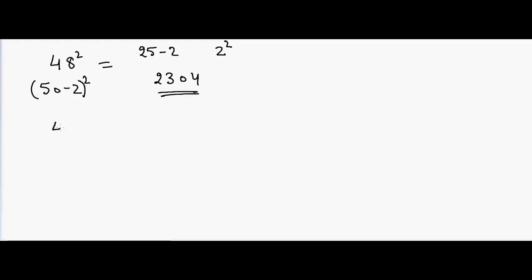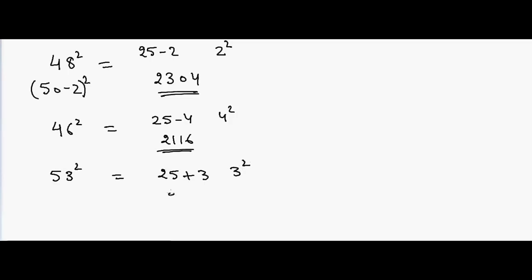Another example is 46 squared. In this case we'll subtract 4 from 25 and do 4 squared, so the answer will be equal to 2116. Let's take another example. If I have 53 squared, then in this case it will be 25 plus 3 and then 3 squared, so the answer will be equal to 2809.